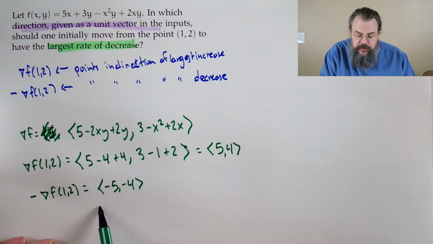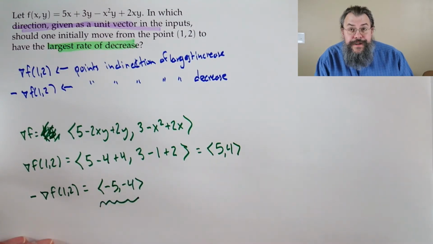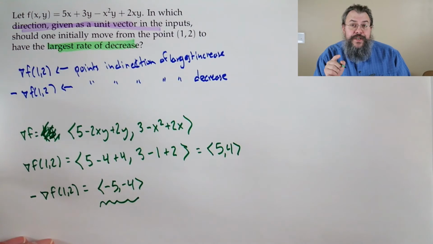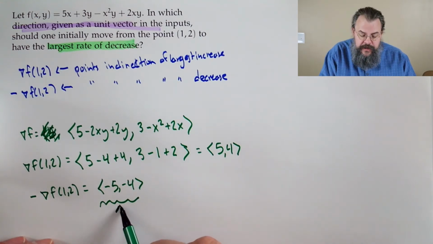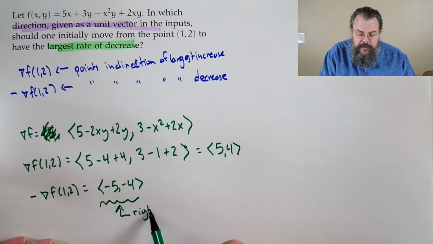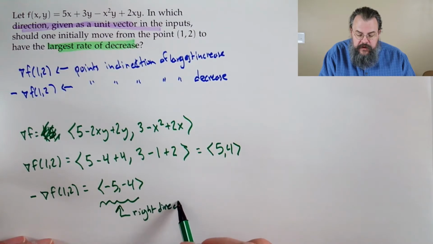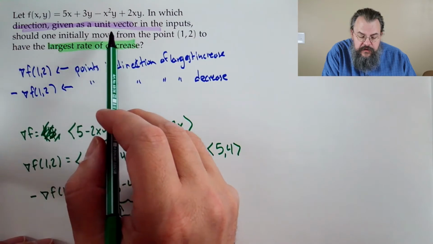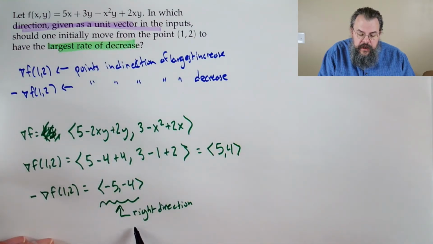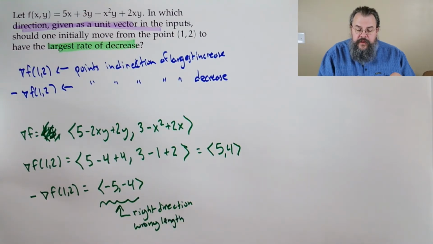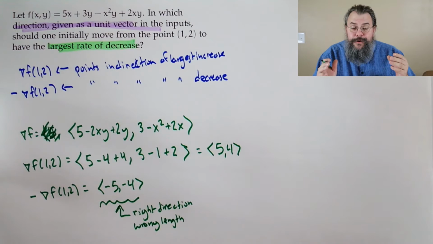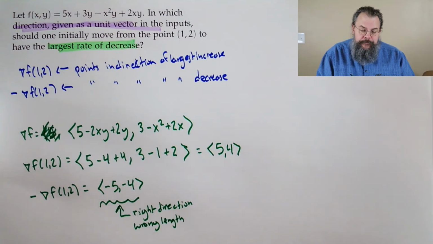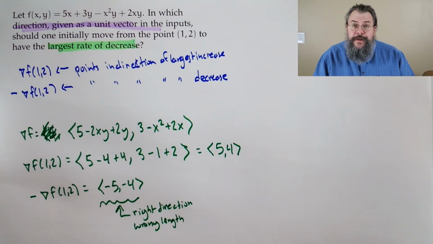Now, this is good, the right direction. What's wrong? Well, the problem is, what's our answer? It was very clear: direction given as a unit vector. The problem is, it's not a unit vector. Wrong length. Well, that's easy. We have ways to deal with that.